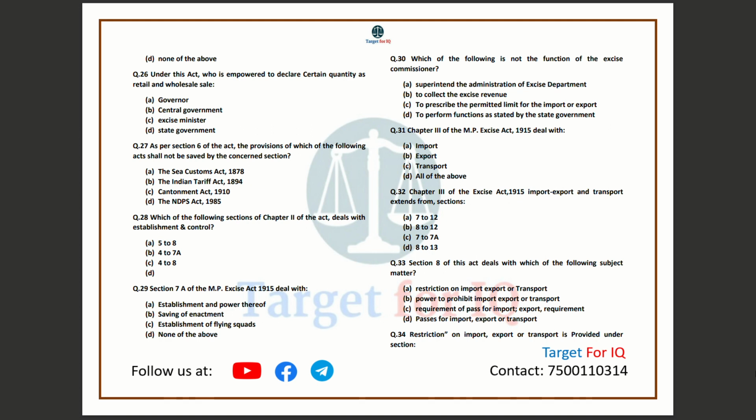Question number 33. Section 8 of this act deals with which of the following subject matter? Option A, restriction on import, export, or transport. Option B, power to prohibit import, export, or transport. Option C, requirement of pass for import, export, or transport. And option D is passes for import, export, or transport. The correct answer to question number 33 is power to prohibit import, export, or transport. So section 8 basically deals with prohibition, power of prohibition.